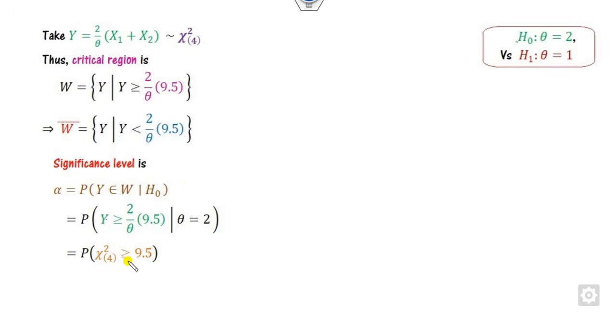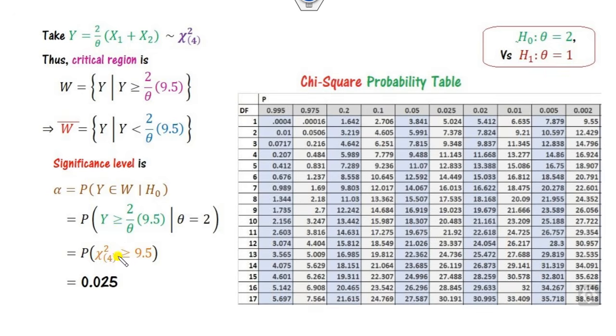How can you find this value? You can start with the chi-square distribution table. Look at the chi-square degree of freedom 4. Look at the value of 9.5. Which value is greater than 9.5? This value is not, but this value is greater than 9.5. So the corresponding value of alpha is 0.025, which is the required answer.